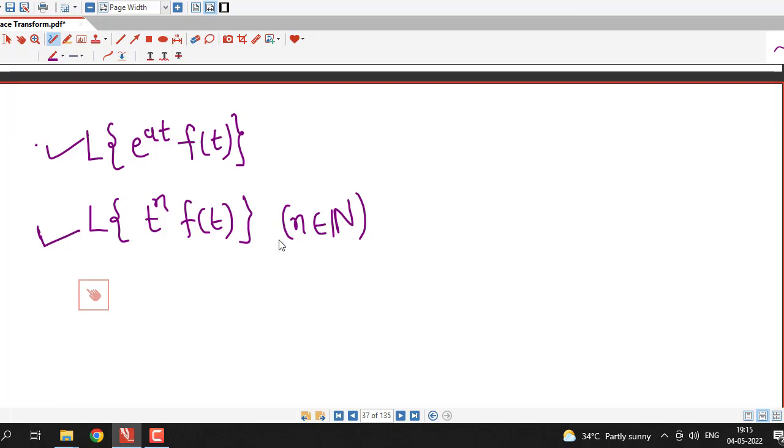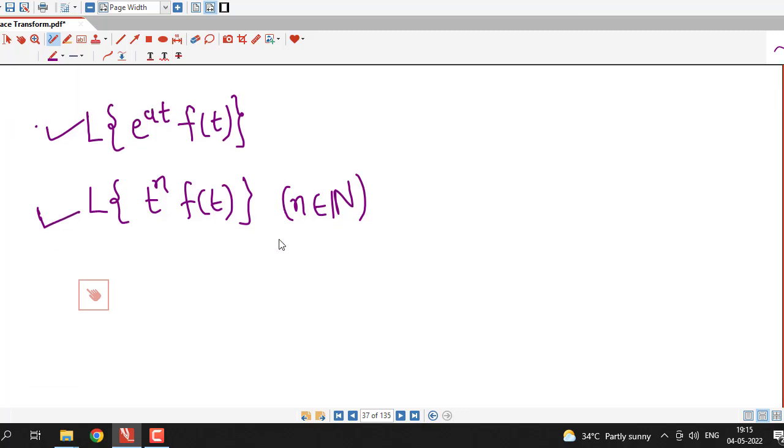And if we remember all these formulas, then it is very easy to decide the Laplace transform. So we have to think that given function is in which form, whether we have exponential function in the product or whether we have t raised to n in the product, and we have to take the decision accordingly. So this is all about this session.